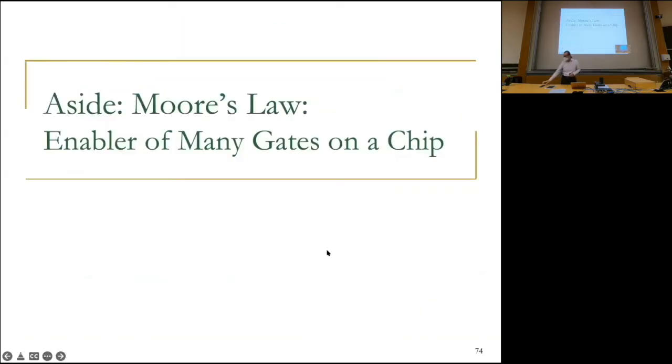So Moore's law is really the observation that we can keep increasing the number of transistors we can put on a chip and they're still economical. It's just an empirical observation. It's not really a physical law, right?